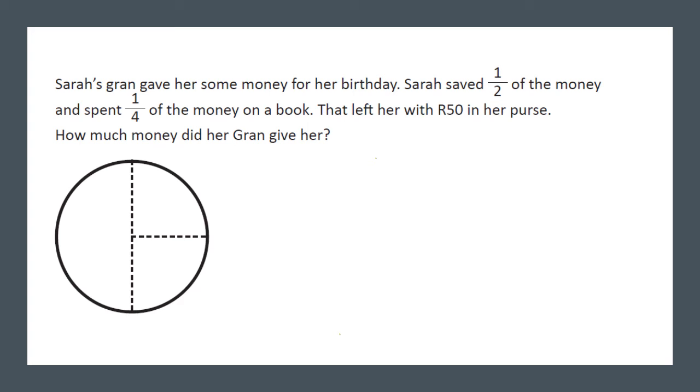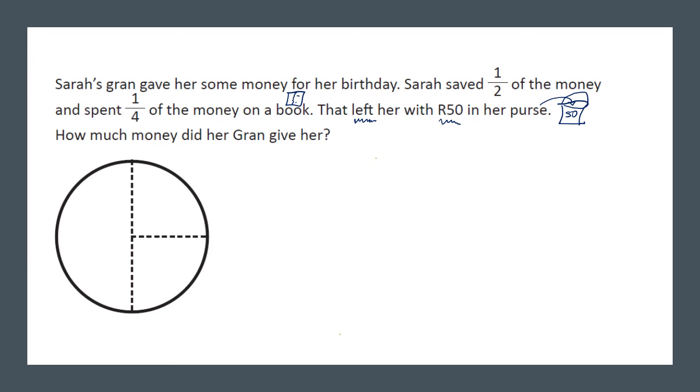Sarah's gran gave her some money for her birthday. It was her birthday. She saved half of the money and she spent a quarter of the money on a pretty book. There, I'm drawing the book. Can you see? That left her, now there's my key word, with 50 rand in her purse. Here's Sarah's beautiful purse. She had 50 rand that is in there. That is what she had left. So let's look at my circle I've got here.